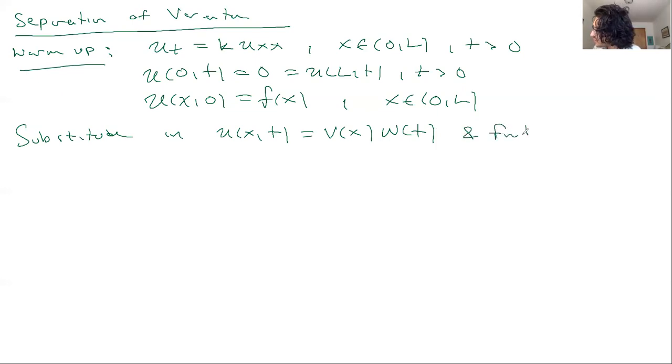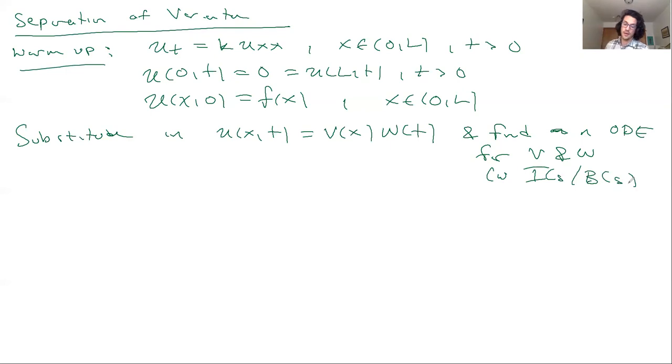And if I substitute this in and I find an ODE for V and W, okay, with ICs or BCs, then maybe I can make some progress towards getting a solution, okay? So what happens when I do that? If you want to try that on your own, you can pause the video and see how far you get, okay? I'm going to dive into the solution right now.